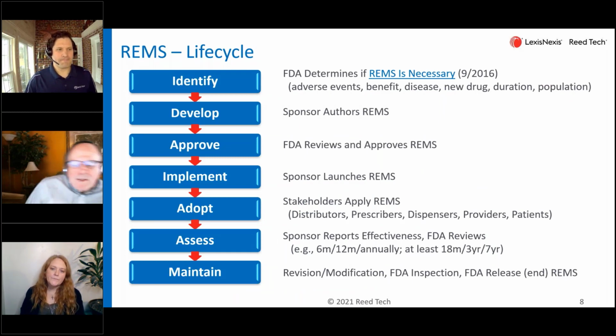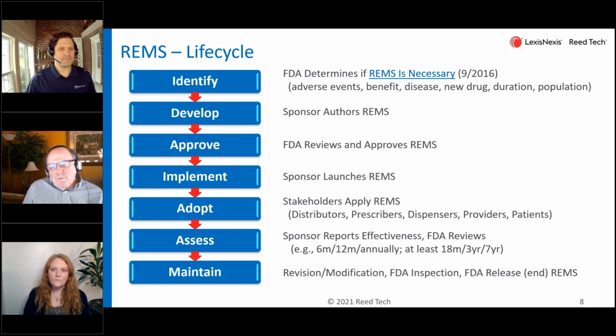So with those that already have REMS, this should look very familiar. Basically, you make sure that your drug has to have a REMS. So usually the FDA determines that. You can actually volunteer to have your product have a REMS program, but usually the FDA determines that it's necessary. There's some guidance there about what they look at to make that decision. But then you go through developing, approving, and implementing it, having all the stakeholders adopt it and get things up and running. And then you need to assess it.